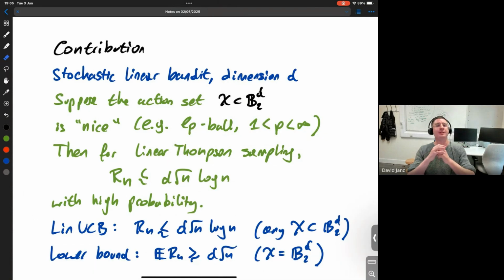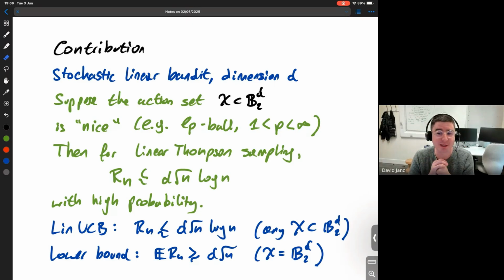Excellent. So yeah, consider a d-dimensional linear bandit. Suppose that we've got an action set that's a subset of a d-dimensional unit ball. And suppose that's nice. And nice here might mean, for example, an L_p ball with no corners. So p not equal to 1 and not equal to infinity. Then this work essentially establishes that linear Thompson sampling gets a high probability regret bound, which is d root n log n, the same regret bound as we get for LinUCB.